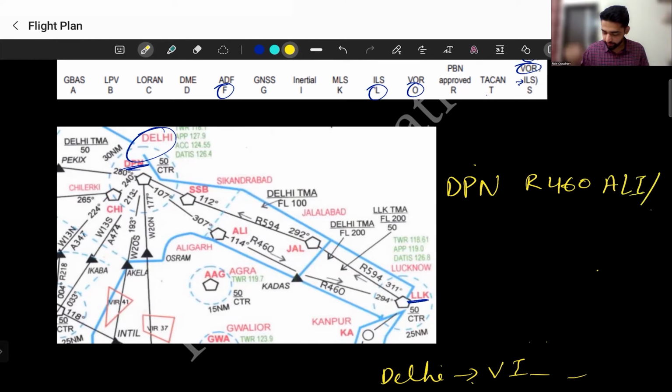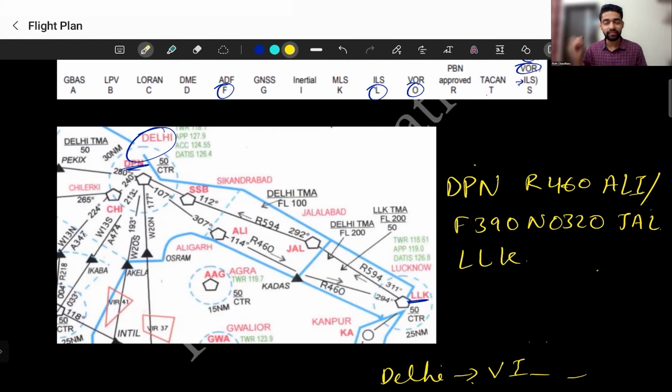Then I am going to Alpha Lima India, ALI. I will be taking flight level 390, and I will be having a speed of N0320 knots, right? And after ALI, I will be passing to Juliet Alpha Lima, so JAL, and then I'll be reaching Lima Lima Kilo, like this. So this can be my second route.